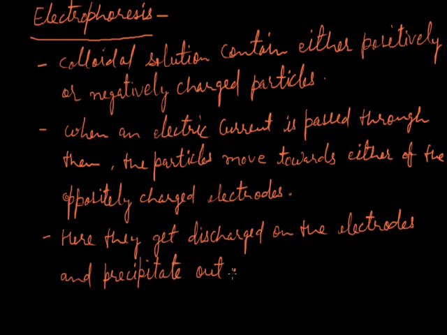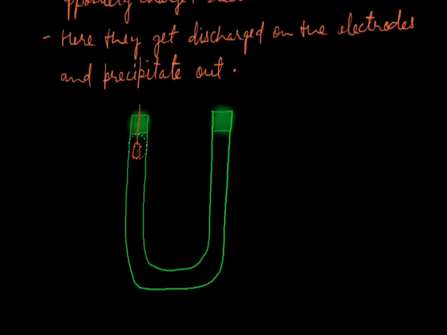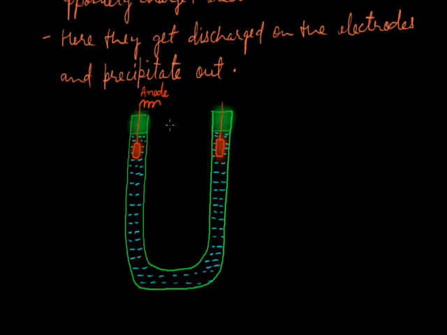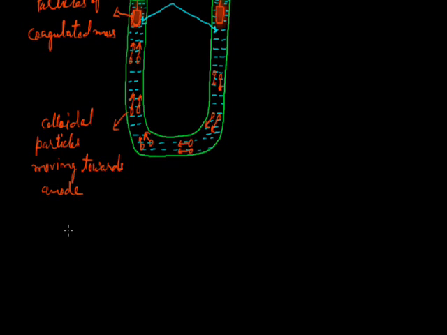Just for example, when a negatively charged As2S3 solution is taken in a U-tube into which platinum electrodes connected to a source of EMF, electromotive force, are dipped, the colloidal particles move towards a positive electrode. So this migration of colloidal particles under the influence of an electric field is known as electrophoresis.